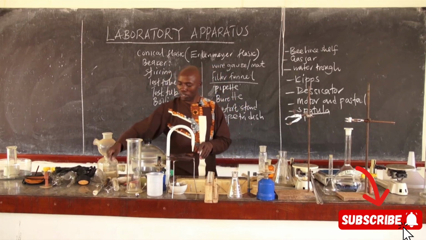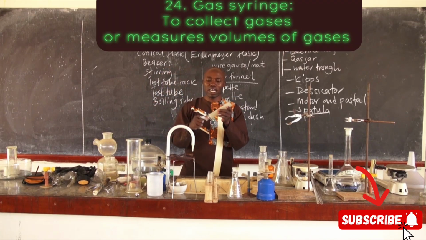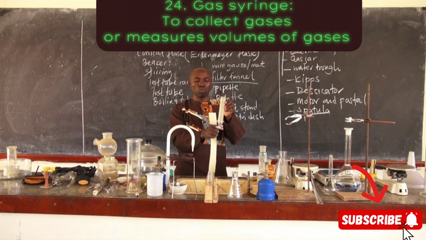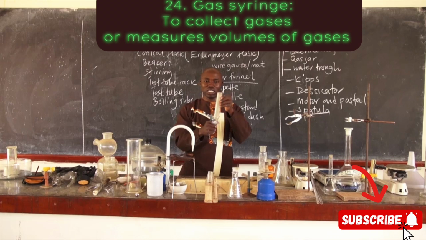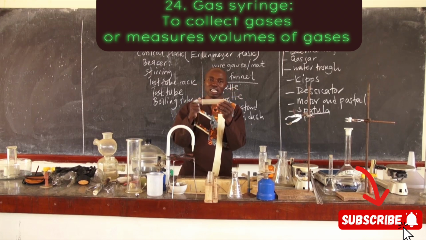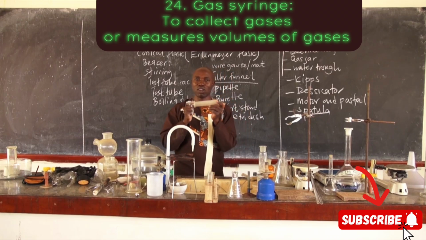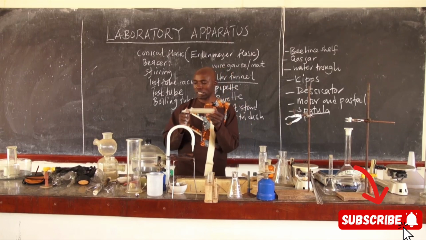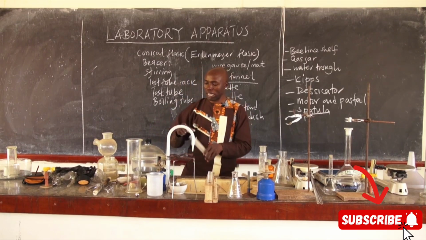Let's look at another one here. We have what we call a gas syringe. A proper gas syringe should be able to move without any force applied to it. So this is not a proper gas syringe. We need to buy a better one. But this gas syringe is used in gas collection and measuring volumes of gases that you have collected, or in collecting gases also, in some methods of collecting the gas.